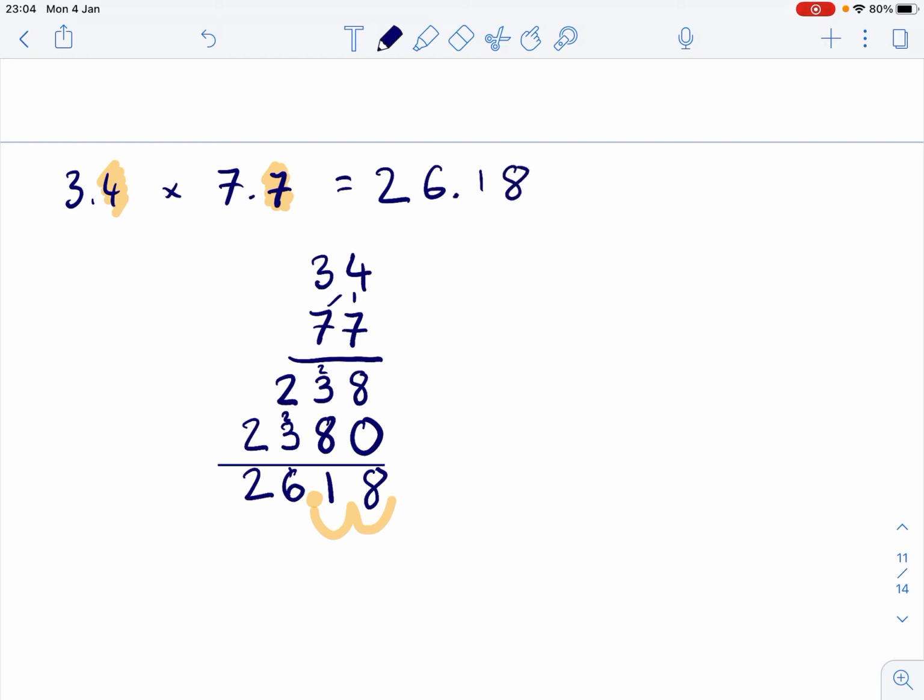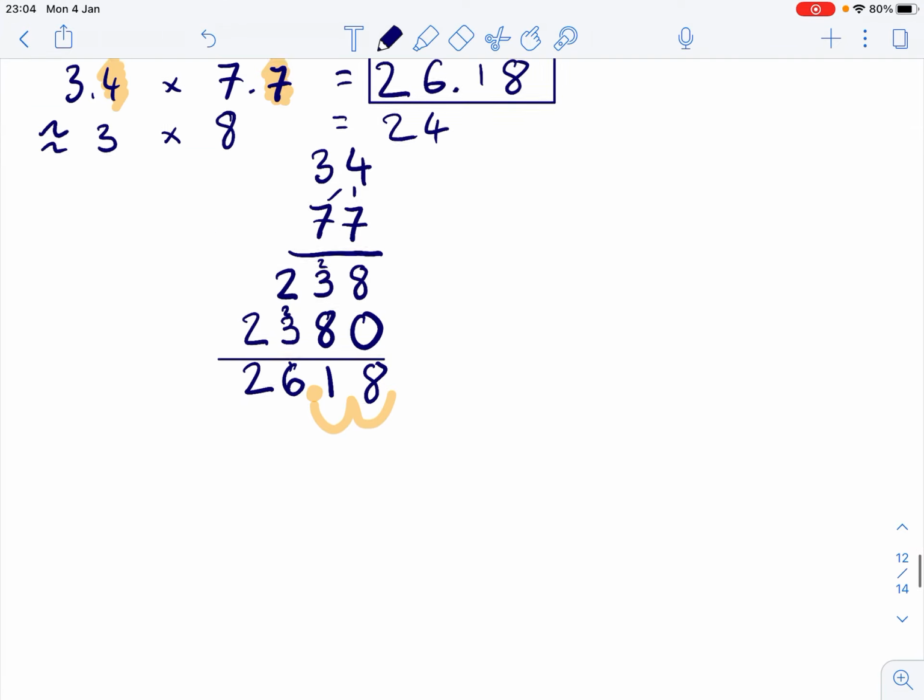And again, let's do a quick estimation. 3.4 is roughly 3. It's roughly 3.5, but hopefully we'll be okay. And 7.7, well, that would round up to 8. So let's think about 3 times 8. Well, that's 24. Well, that's very close to 26. So again, it gives me confidence in my final answer.